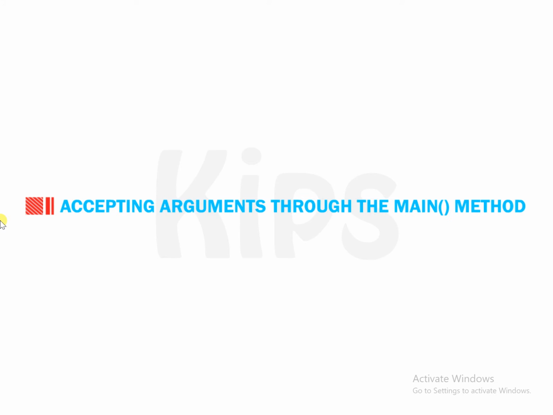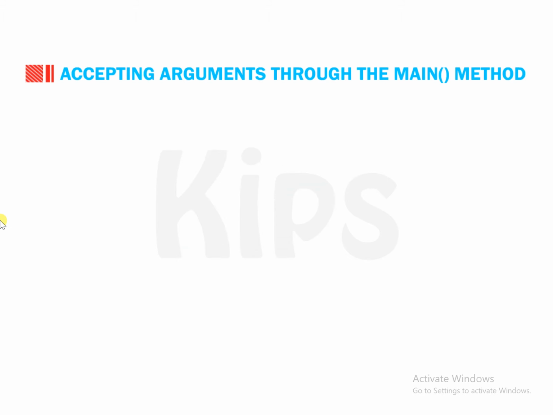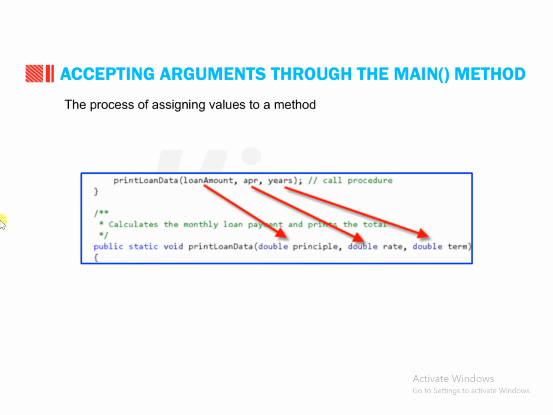Students, let us understand how to accept arguments through the main method. Arguments are the values that are assigned to a method or function as input parameters. The process of assigning values to a method is called passing arguments. The output of the method or function is based upon these inputs.